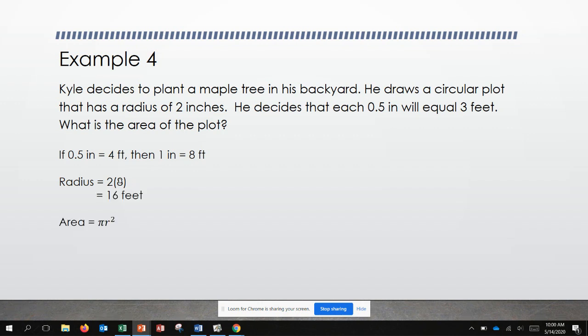Now, if we want to find the area, since it's a circular plot, our area is pi r squared. Substitute our 16 in for r, which we square, we get 265 pi feet squared. You can also approximate that if you just did 265 times pi in your calculator to get the actual answer.